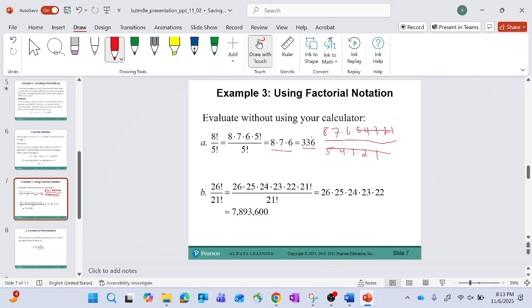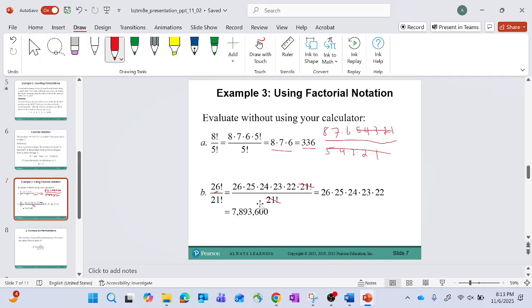Any questions there? All right, 26 factorial over 21 factorial. It's the same logic. Essentially, the 21 factorials cancel out. You're just left with every number bigger than 21 up to 26. So 26, 25, 24, 23, 22 is all that's left over. And that gives you 7,893,600. Are you fine with that? So it has the same number.